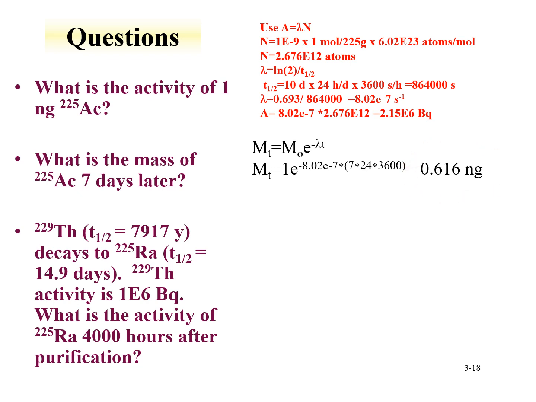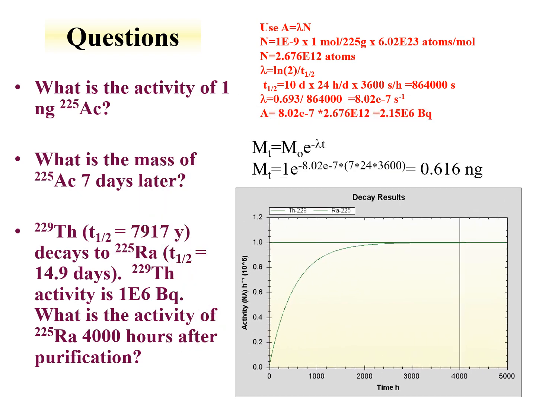For making actinium, you can use an isotope of thorium, thorium-229, it decays to radium, and then that radium decays to actinium. So let's ask the question, if I have some thorium-229 and it's decaying, it has an activity of 1,000,000 becquerel, what's the activity of the radium-225 4,000 hours after the thorium-229 has been purified? One starts off with no progeny. The sample contains only thorium-229. It starts decaying, and at 4,000 hours after the purification, it's reached equilibrium.